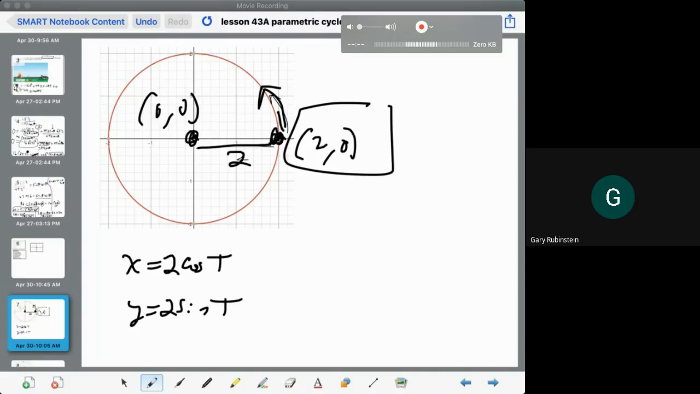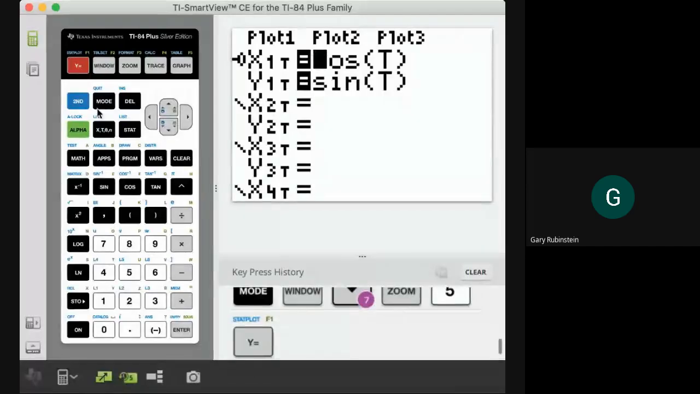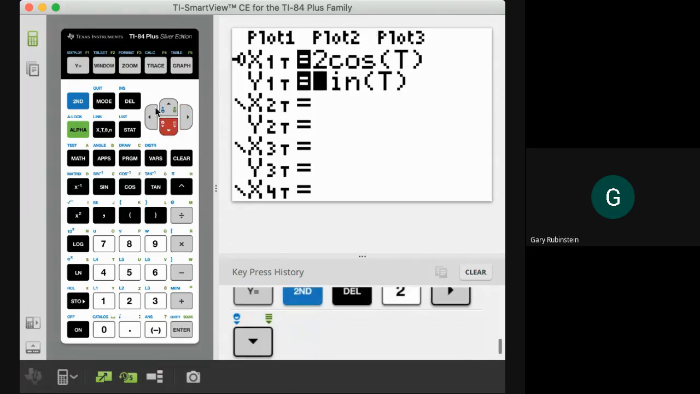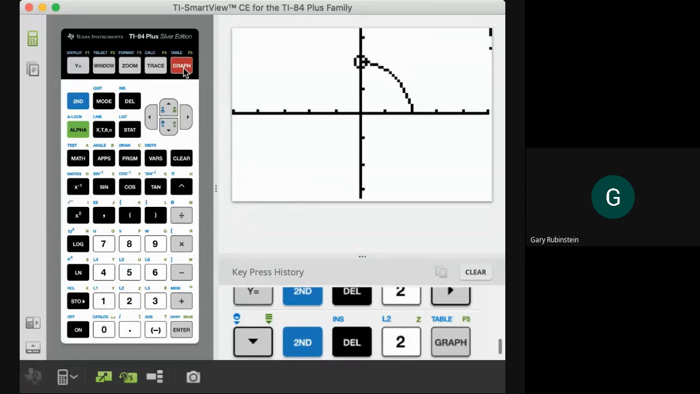And if you want to see that in action on your graphing calculator, you can easily come over here, window. If I come into my equation here and I say second insert 2, second insert 2, you will see that it makes a larger circle, as expected.